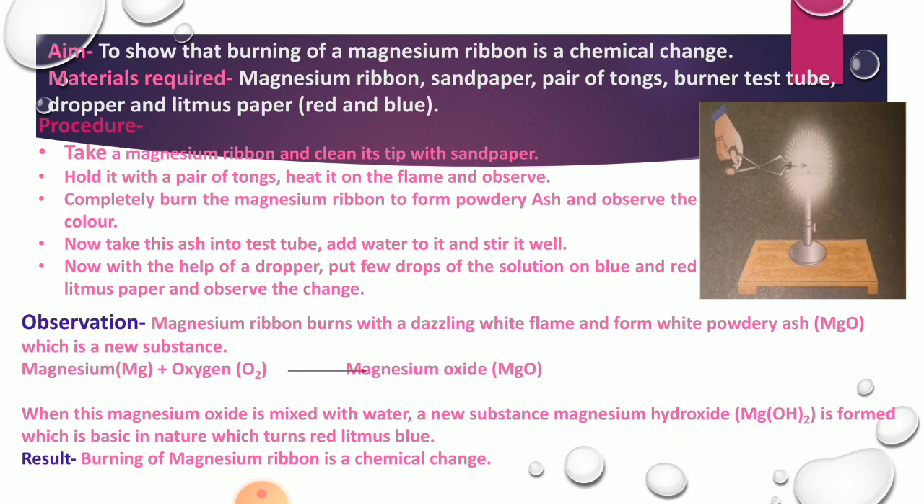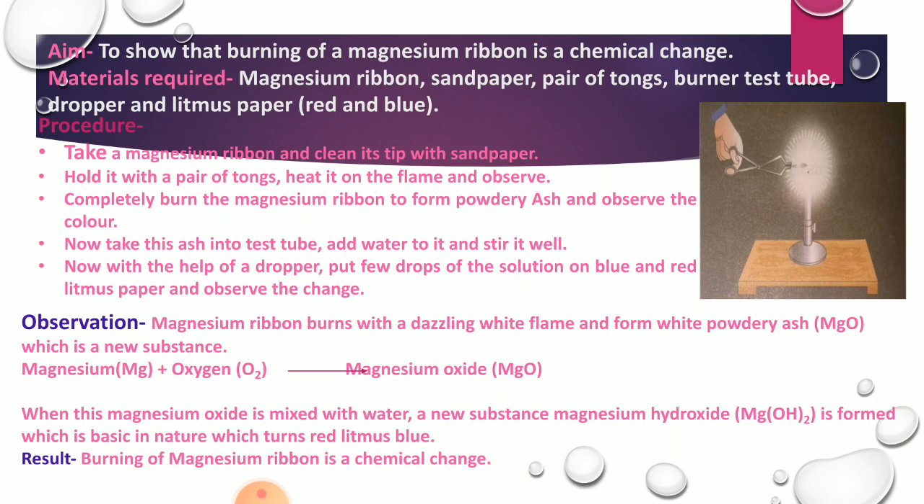First of all, we will take a magnesium ribbon, then clean its tip with sandpaper. Then we will hold it with a pair of tongs and heat it on the burner. When we start heating it, we will see that it starts burning with a white flame. When the magnesium ribbon completely burns, it forms a white powdery ash. Then we will take that white powdery ash in a test tube, add a little water into it, and stir the mixture well.